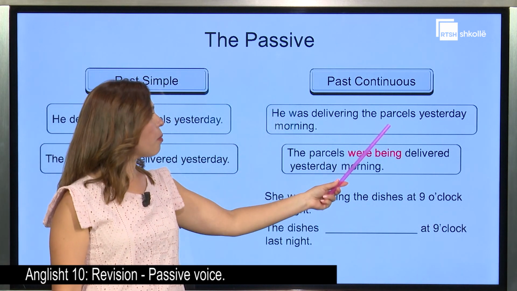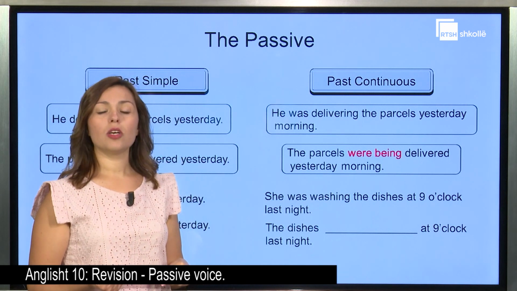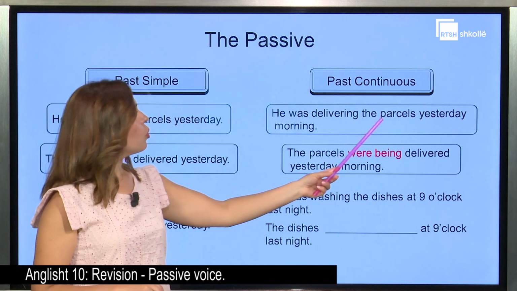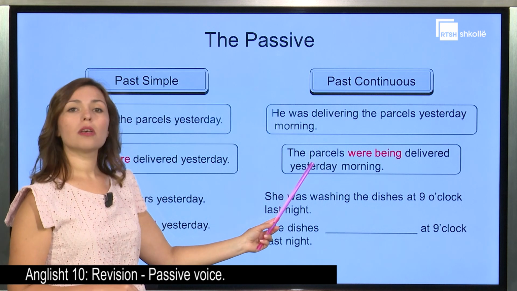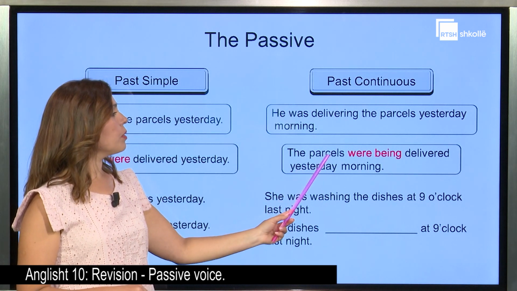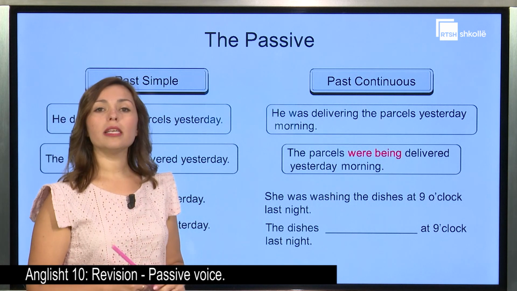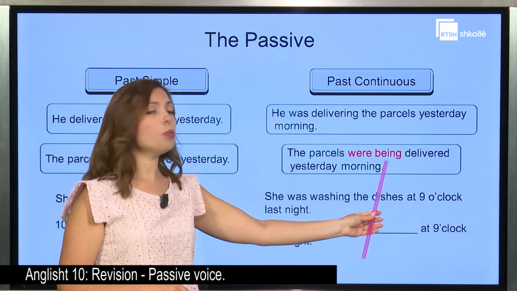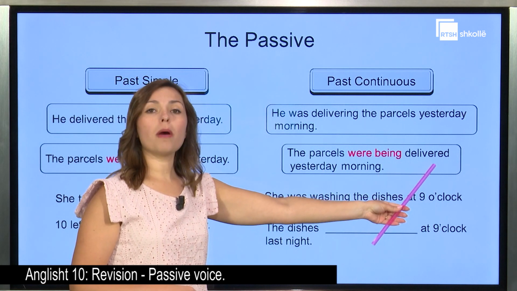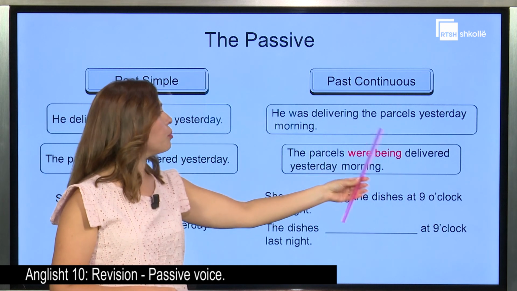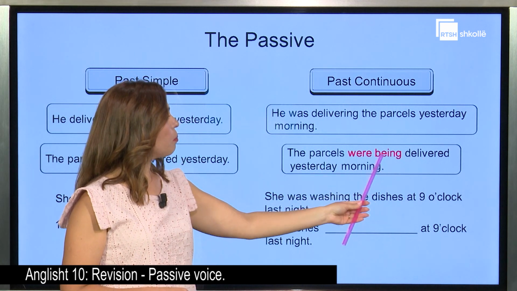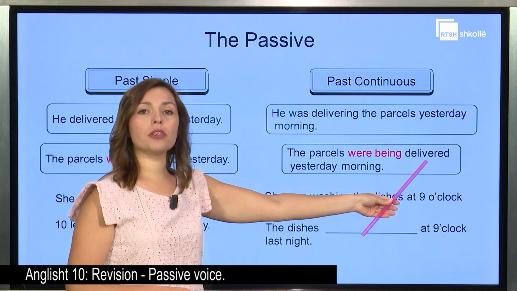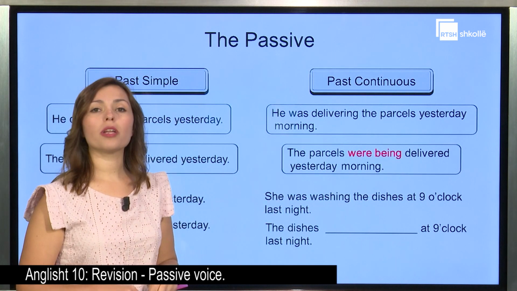He was delivering the parcels yesterday morning. Was delivering. Past continuous. So, we take the object that becomes the subject, the parcels. Were being is the past continuous of the verb to be. So, only this is the verb to be. And this is the past participle of the main verb. So, were being, past continuous of the verb to be, and our main verb delivered yesterday morning.